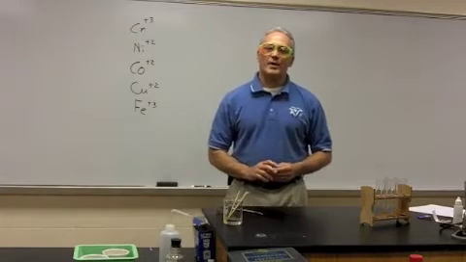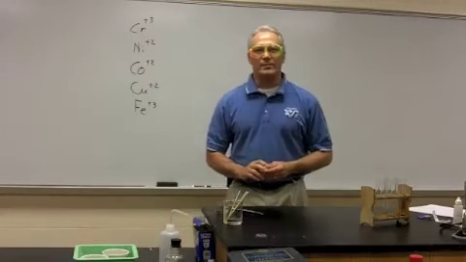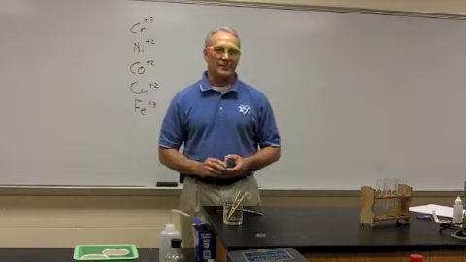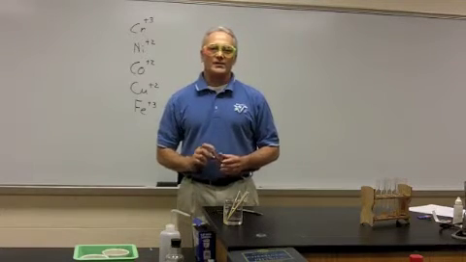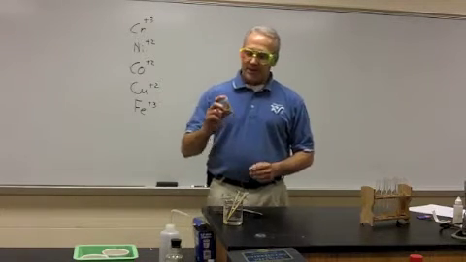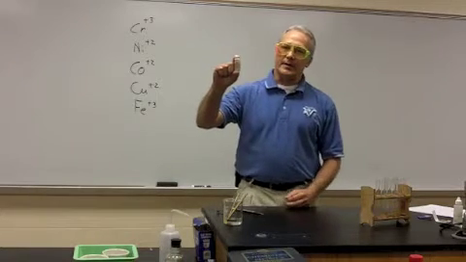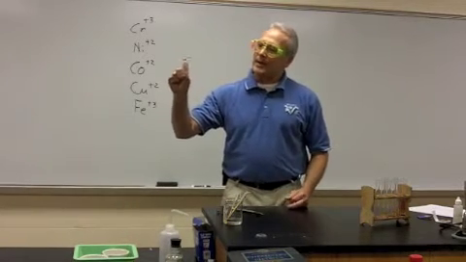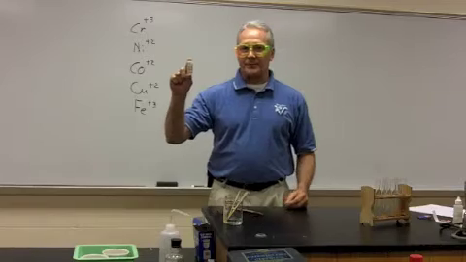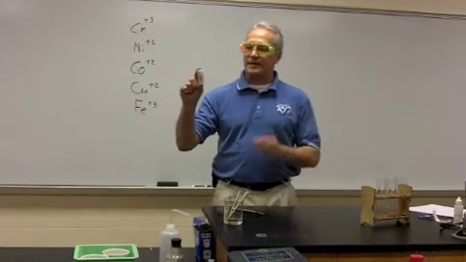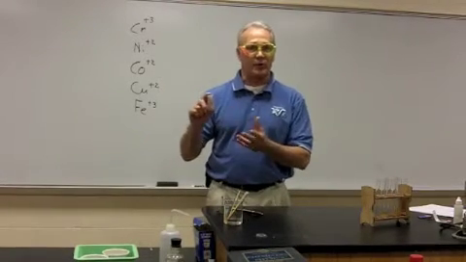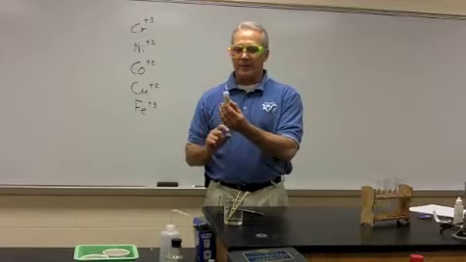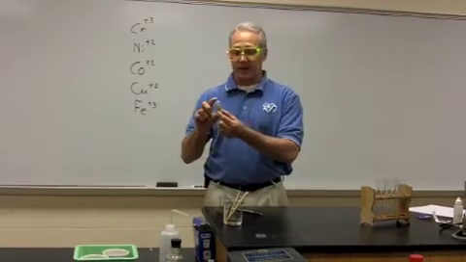Okay, during the next 20 school days, we're going to be doing what's called qualitative analysis, or identification of unknowns. I call it the CSI of chemistry. Each of you will be getting a vial like this that contains your unknown compound. This is an ionic substance, which means it contains a positive ion and a negative ion, kind of like salt is sodium chloride. Your job is to identify the positive and negative ion.